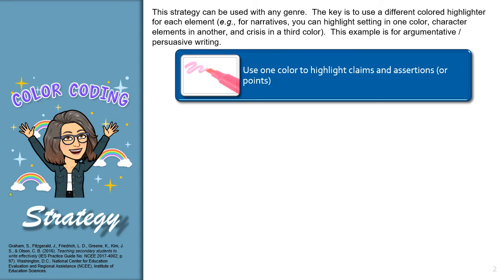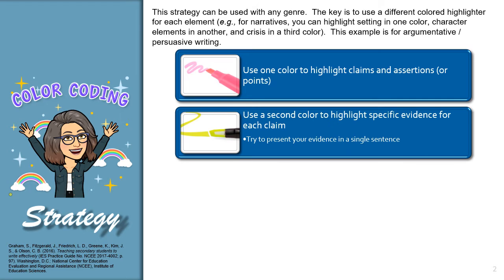Let's take a look. The first step is to highlight your claims and assertions, or the points you're trying to make, in one color. Let's say pink. After you've highlighted all the points that you're trying to prove, you'll take a second color, and what you'll do is you'll highlight specific evidence. Let's say we'll use yellow for this.